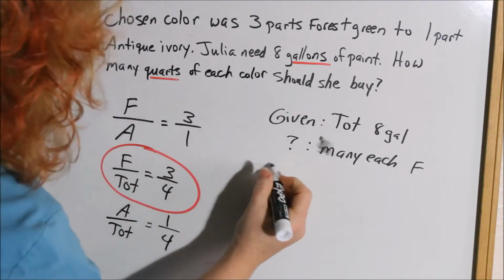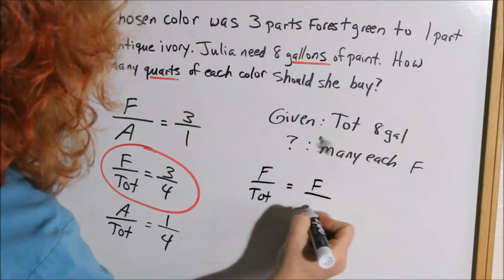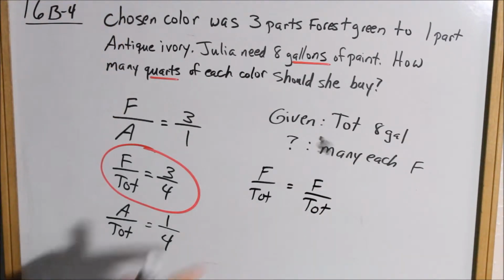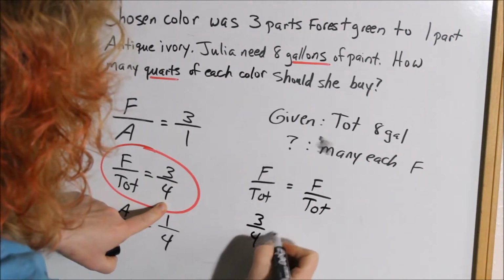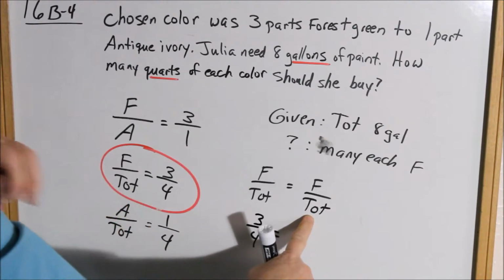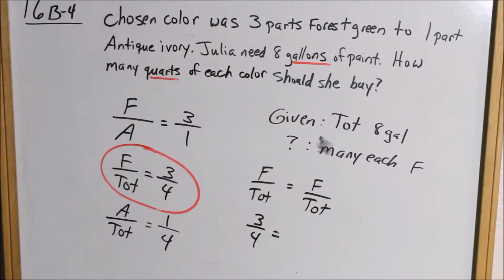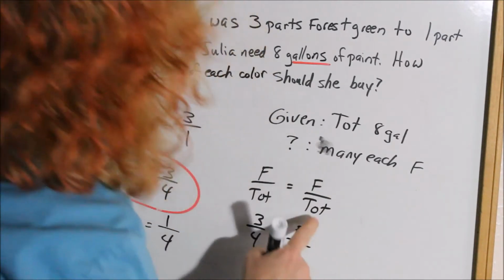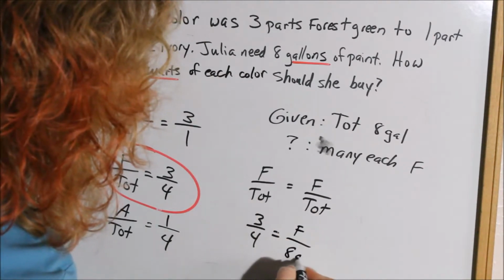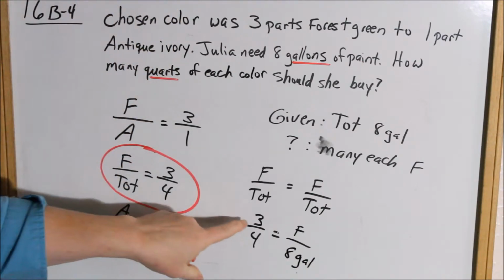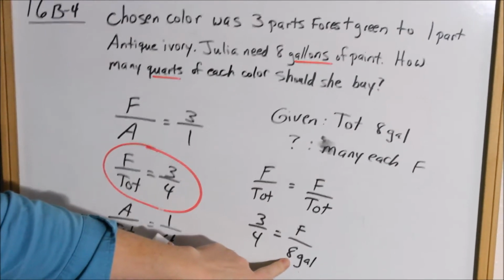So to solve the problem, we're going to say forest over total, and we're going to set it equal to another ratio that's the forest green over total. This ratio comes from right here, 3 over 4. Then this ratio comes from the other information that was given. We want to know how much forest green she needs. That's what I don't know, so I leave that as an F. And this was the total gallons that she needed, which was 8 gallons. So basically what we're saying is, when the ratio is 3 to 4, how much will she need of F when she has 8 gallons?